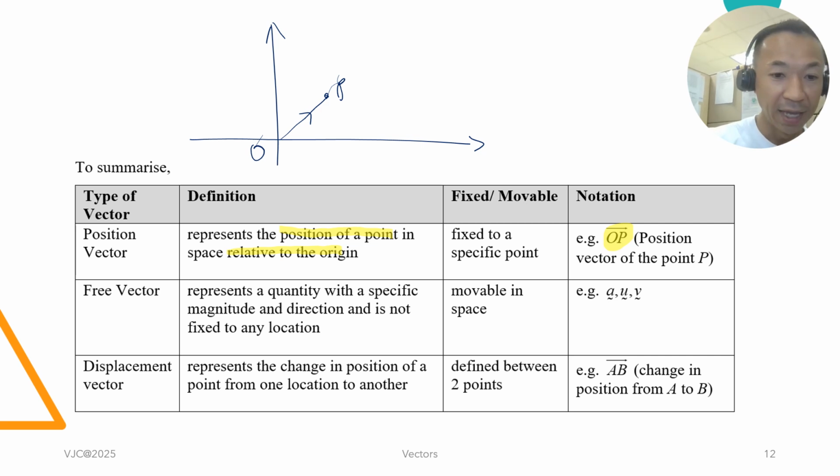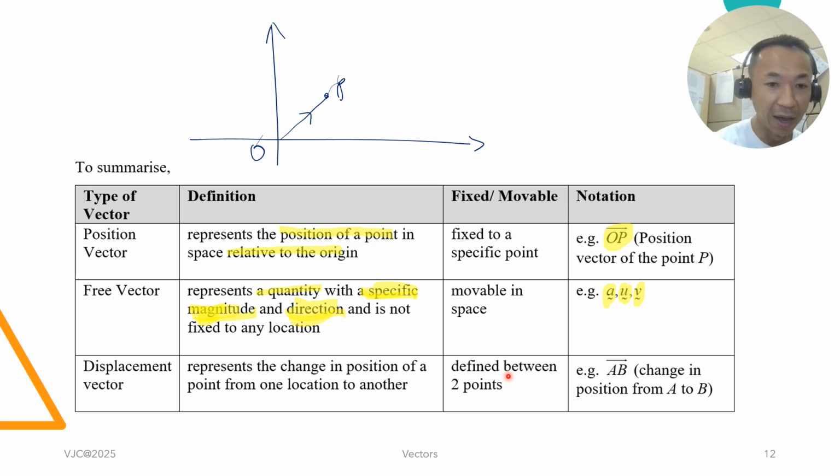Free vector, it is basically just a quantity with a specific magnitude and direction. If I tell you A is this vector, it is just 1 unit in the x direction, 0.5 unit in the y direction, and that's it. It's just a free vector with a specific magnitude and direction. It has no starting point, it has no ending point. So usually we denote it by this kind of notation.